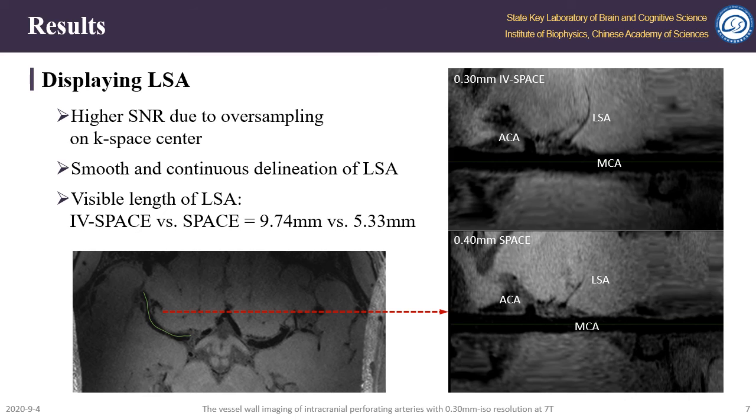To analyze the performance of displaying LSA, we manually draw the center line of MCA and build the curved MPR. In the right figures, we show the superiority of using 0.3 mm isotropic resolution in IV SPACE. Because of the small acquisition matrix, the K-space center was oversampled so that higher SNR can be achieved. It guaranteed more smooth and continuous delineation of LSA. The visible length of LSA in IV SPACE is also longer than the conventional SPACE.